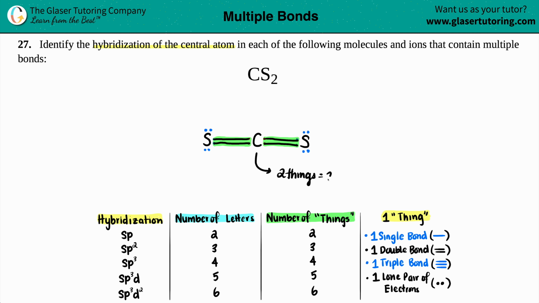So 2 things, 2 letters. And the carbon is sp hybridized. 2 things, 2 letters, sp. And you're done. And we are done with this question.